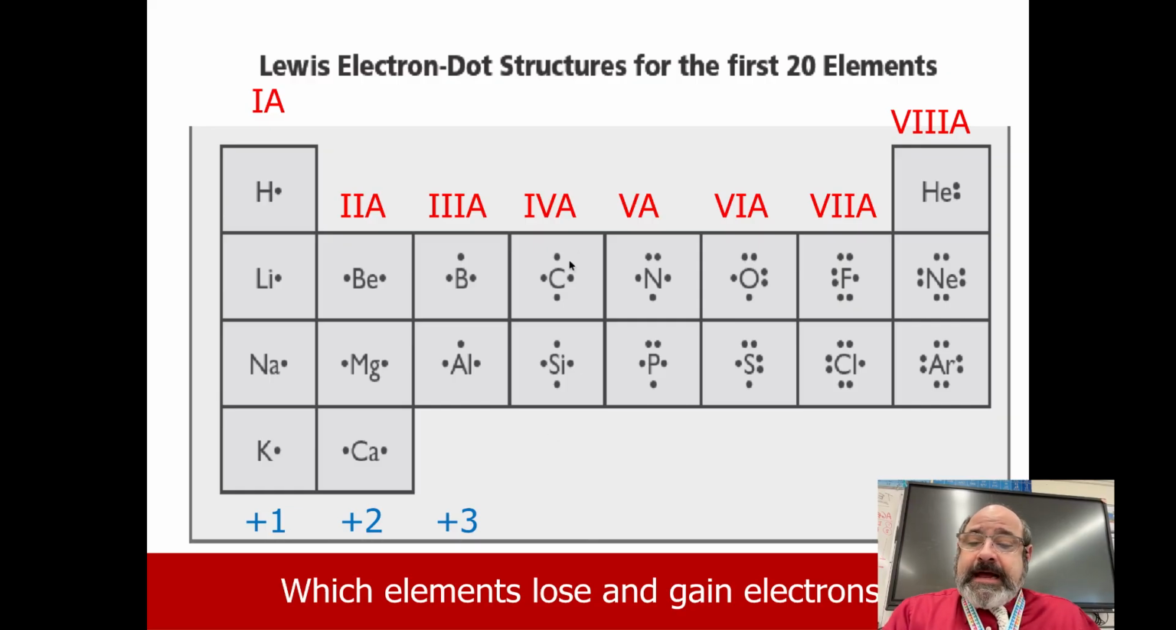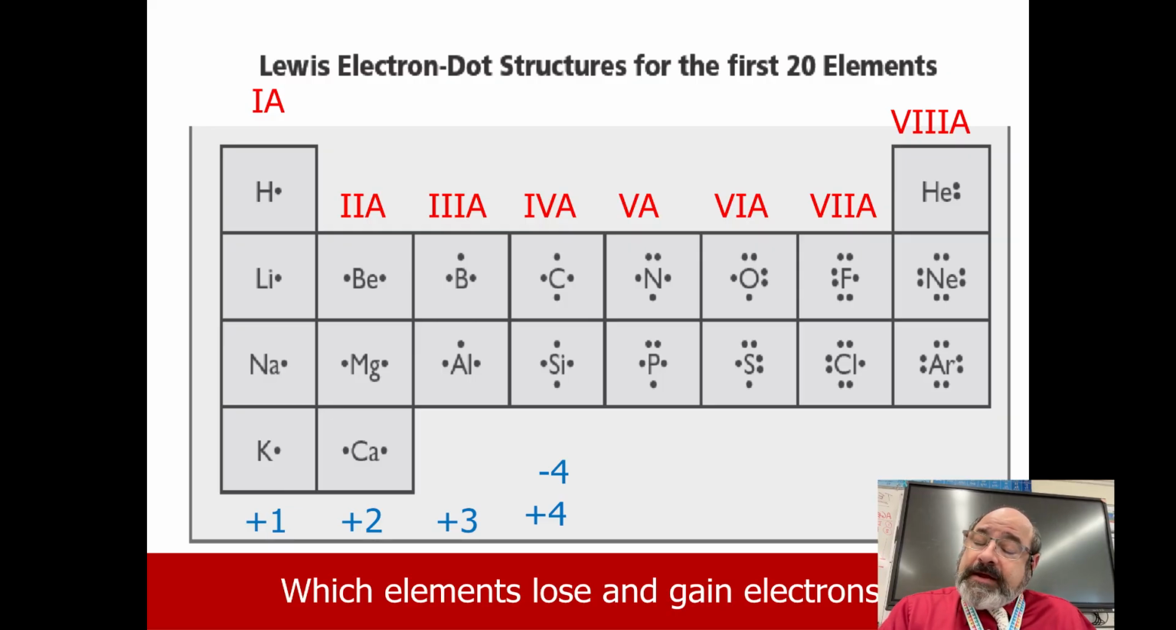Now, how about this guy? Oh, 4. You can lose 4 or gain 4. There's no smaller number. The answer is they do both, but these guys tend to be covalent. So you won't see too many of these +4 and -4. You might, but those are special cases coming later. So don't really worry about the 3s and 4s.